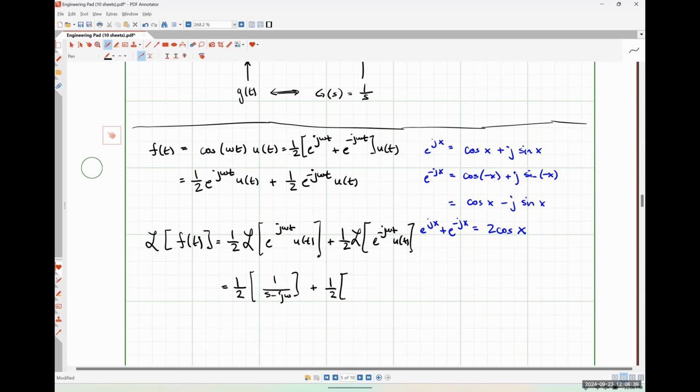plus 1/2. So what should the Laplace transform of e to the negative j omega t be? This is where we'll have 1 over s plus j omega.